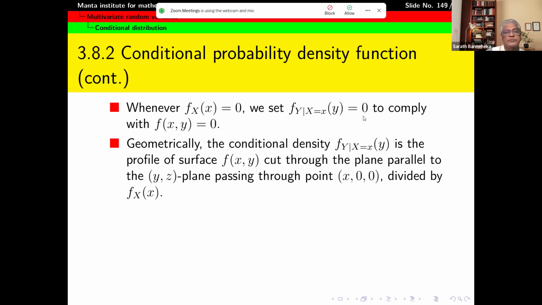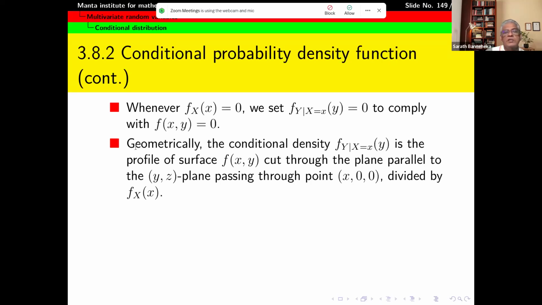And you can see that whenever f_X(x) is equal to 0, of course, we set the density function to be 0, right? Now remember, this is not the probability. So f_X(x) can be 0, but in that case, we define the conditional probability density to be 0, to comply with f_{X,Y} equal to 0.